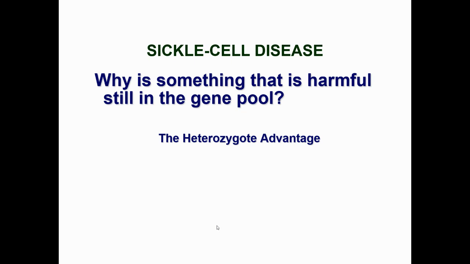And because you have some sickled cells, because you do have some of the misshapen hemoglobin, you are protected from malaria. In this case, we call that the heterozygote advantage. It can keep harmful alleles in the population because in the heterozygote, you have some advantage over either of the homozygotes, and that's why that stays in the population.